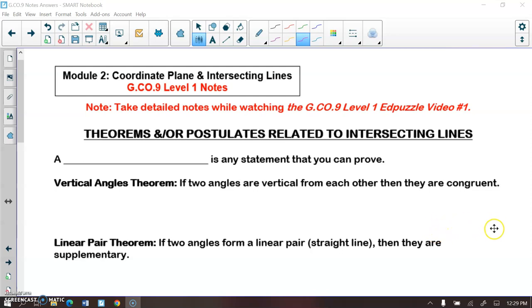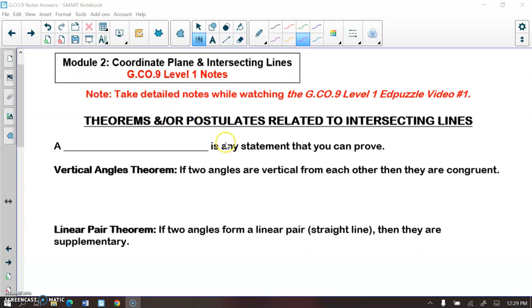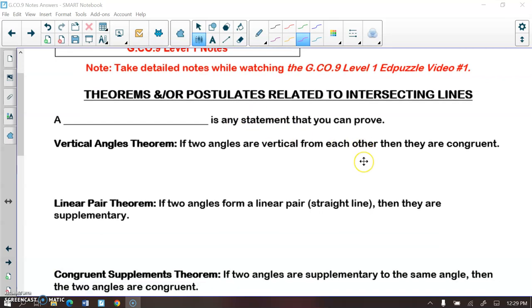All right, so we are finally at level 1 for GCO9, and we are going to be learning about different theorems and postulates related to intersecting lines. So something we haven't learned about yet is theorems. A theorem is something that you need to prove. Postulates we don't prove, we can explain them, but we're not going to prove them.